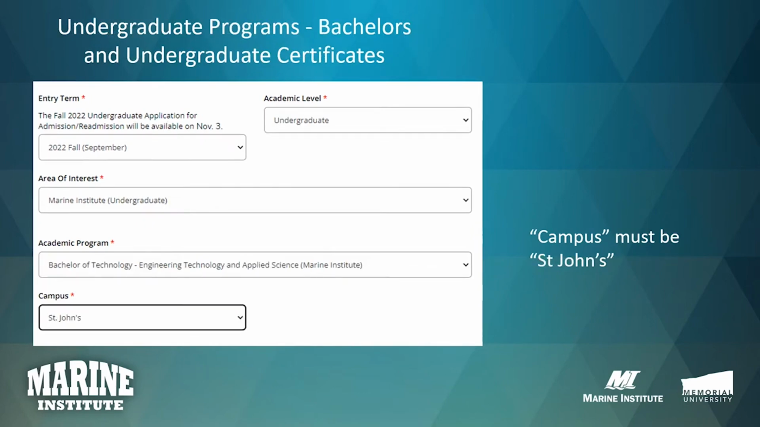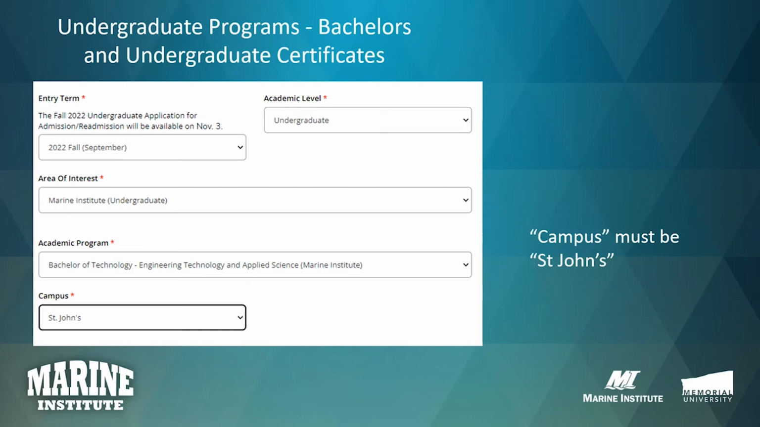Next, we will look at what information students will have to input if they are looking to apply to one of our undergraduate programs. For our undergraduate programs, students can select entry term in any of our three intakes, those being fall, winter, and spring. But for this example, we have elected to keep it as fall.